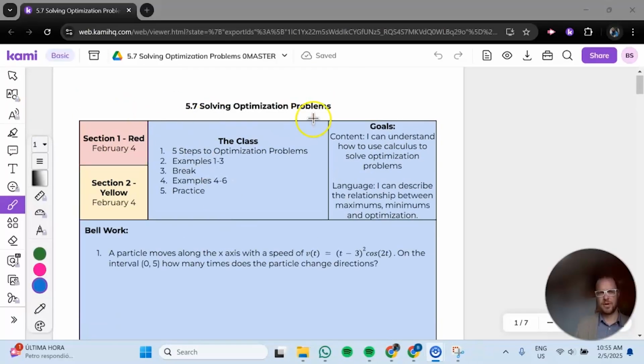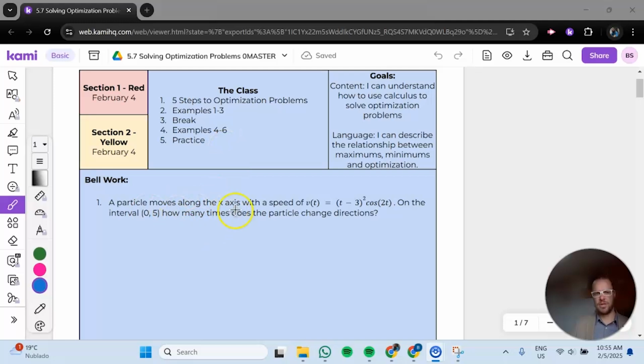All right, guys, so here we're going to look at our last one in this unit, optimization problem. As always, we're going to begin with our bell work. So pause the video if you haven't done it and give that a try. And if you have already done it, great. Let's take a look at it.